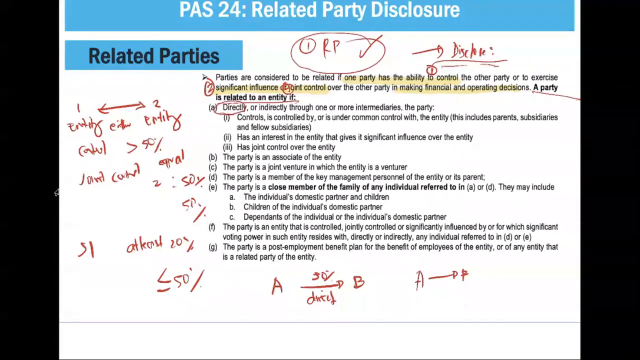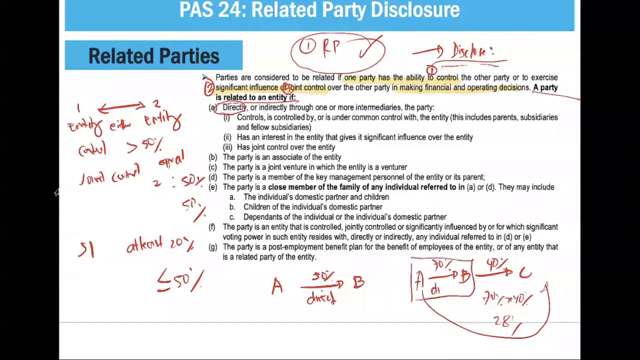A owns B, B owns C. A owns 70% of B. B owns 40% of C. So if A owns 70% of B, in short, A has 70% of the 40% of C. So 70% times 40% is 28%. So in short, A owns C also at 28%. So what is direct here? A and B is the direct. And the ownership in C is considered indirect.